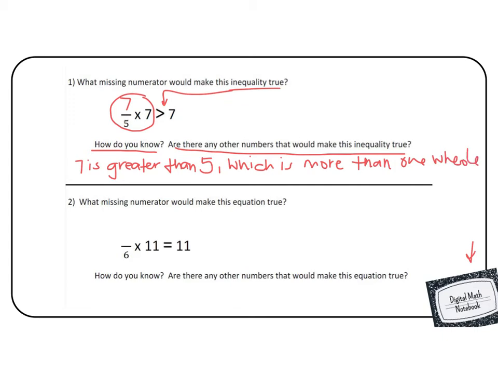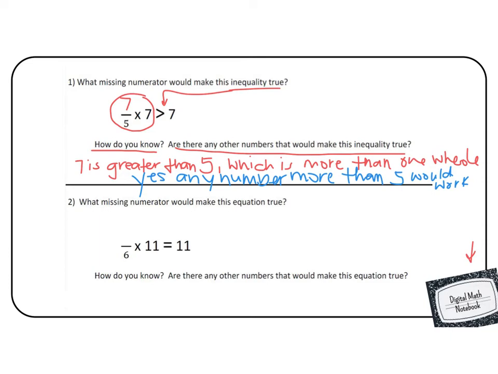And let's answer the second question. Are there other numbers that could make this inequality true? Of course, I could use 9 over 5 or 11 over 5 or 17 over 5. So yes, any number more than 5 would work. Now, you don't have to copy down my exact words or my exact number. You could use a different number in your example in your digital math notebook, as long as that number is greater than 5.